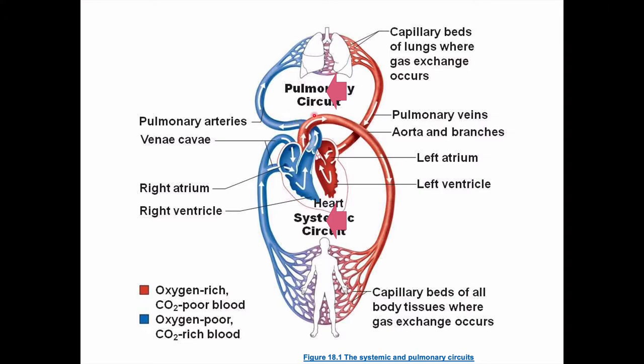So red color denotes oxygenated blood that is circulating only in the arteries, whereas blue color denotes deoxygenated blood that is circulating only in the veins of the body. In the blood vessels you will study about the difference between the arteries and the veins. That is in the next chapter. Now we will focus only on the heart. This is the map of how the heart is located, I mean the functioning in the body.